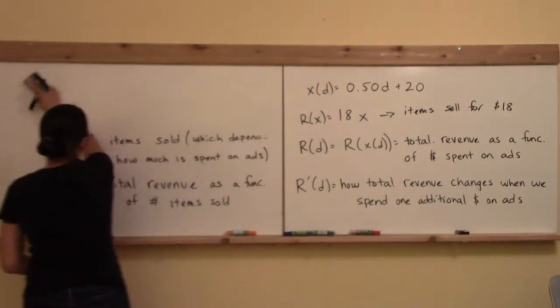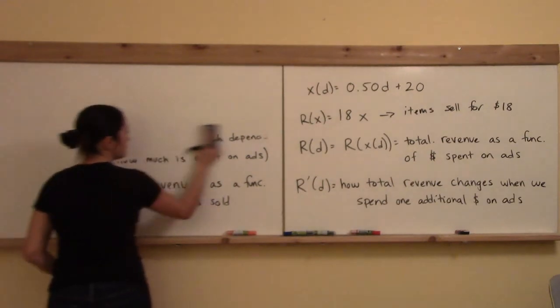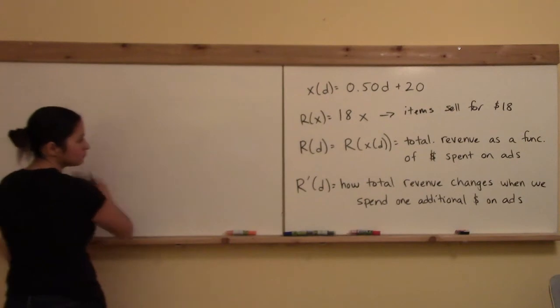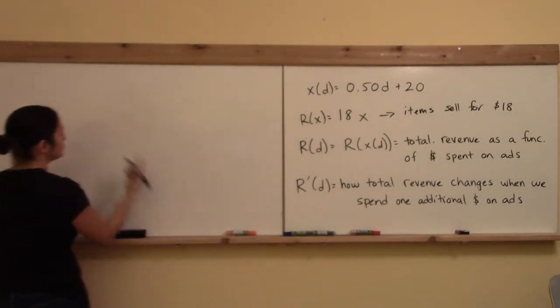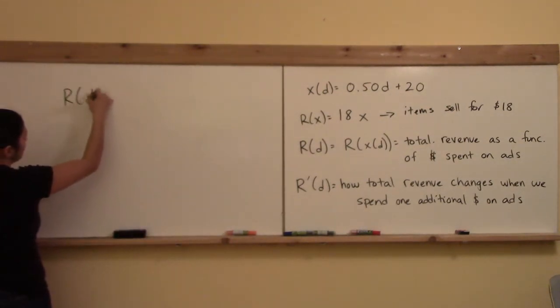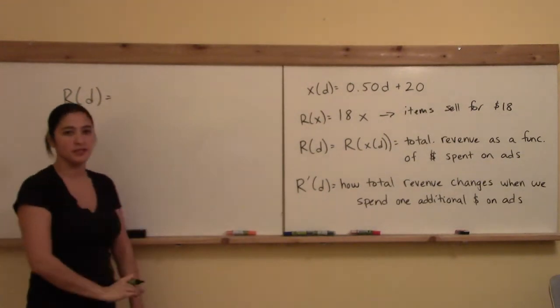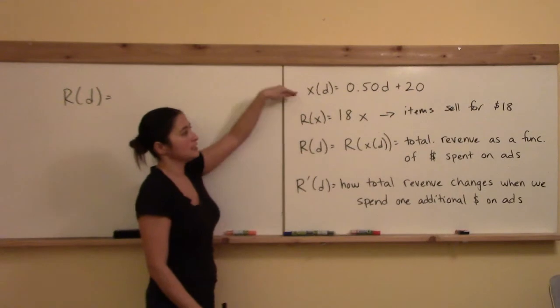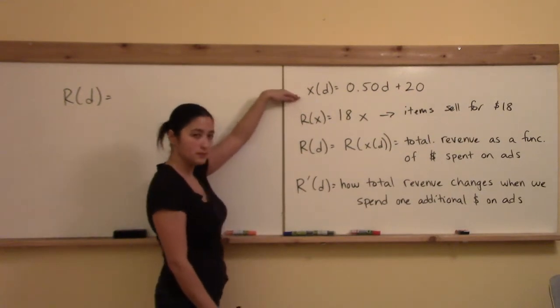Hopefully you guys remember what the chain rule is and that you practiced the chain rule video. And first of all, let's just go back to the composition of functions and see if we can write down a statement for R as a function of D. Alright, now I've given you the outside function, 18 times X. The inside function is 0.5D plus 20.